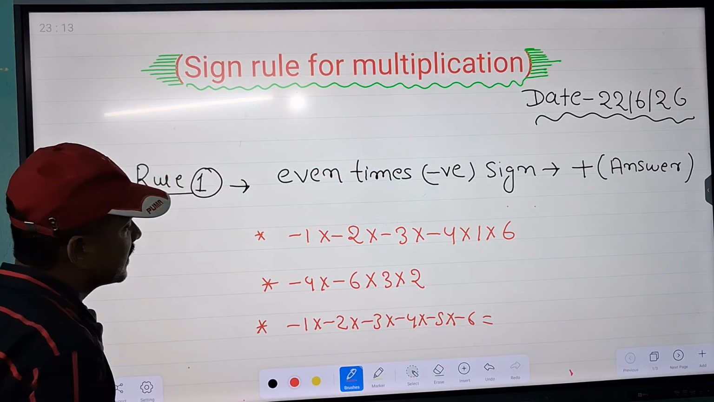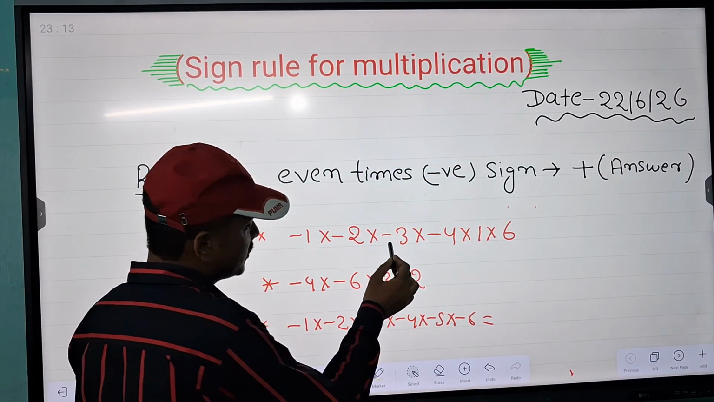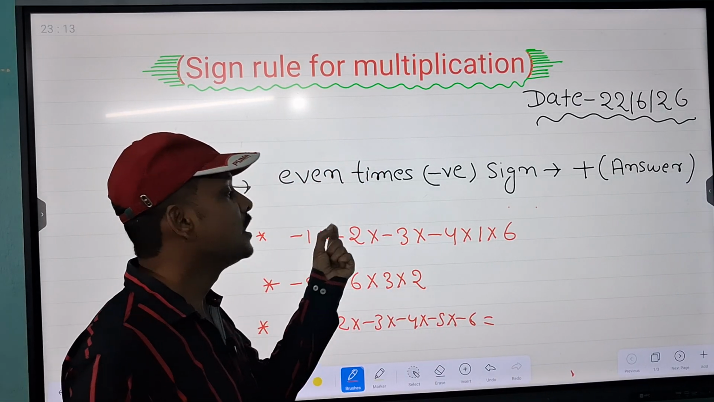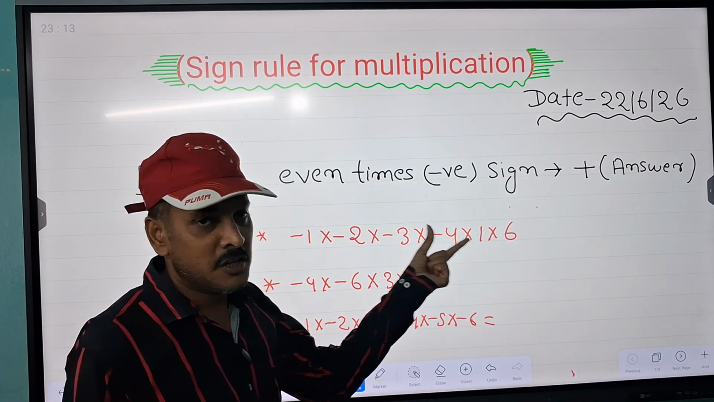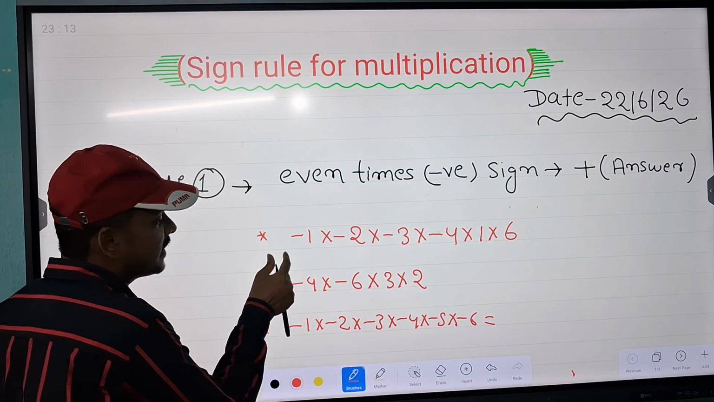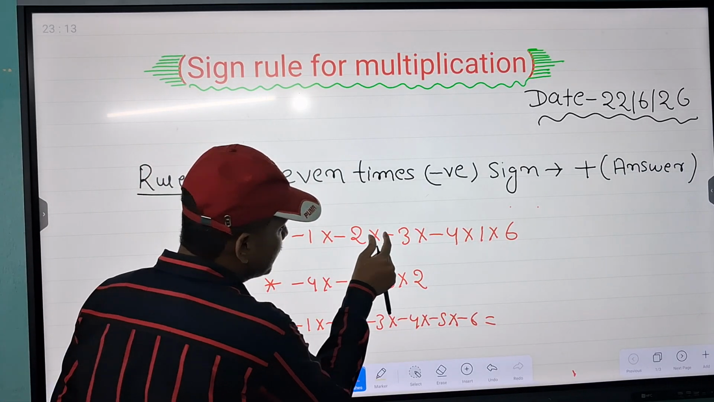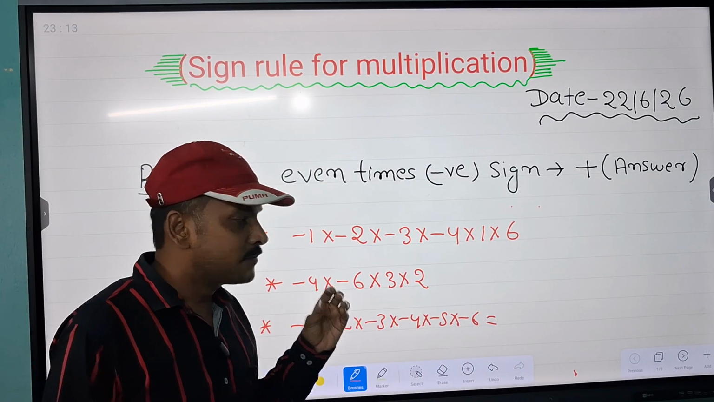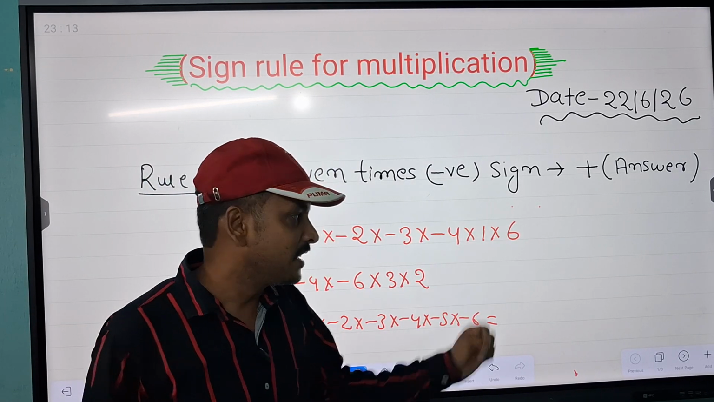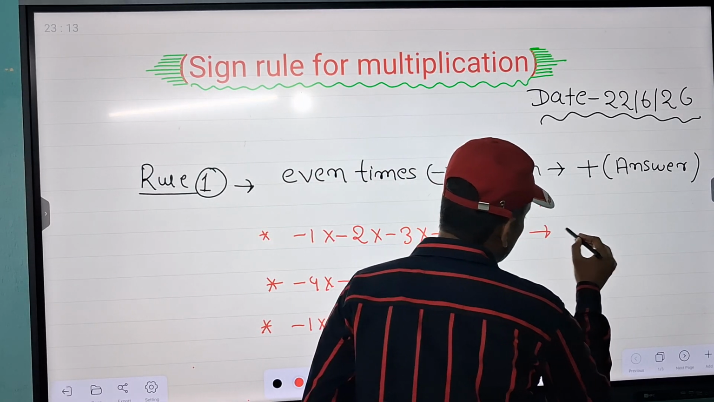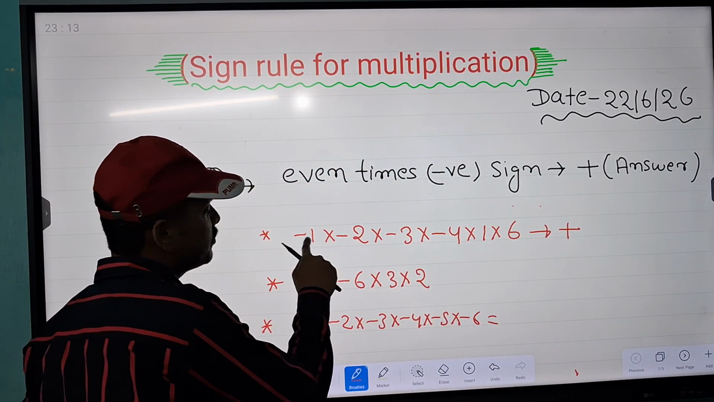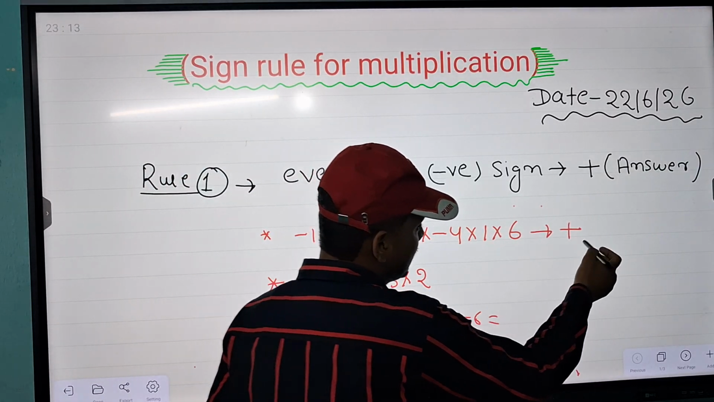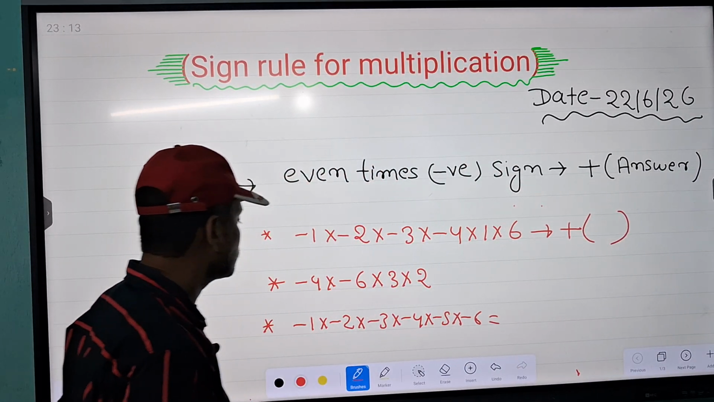One example is here: minus 1 into minus 2 into minus 3 into minus 4 into 1 into 6. You don't have to think about the positive sign, you just count the negative signs. 1, 2, 3, 4, 4 times negative sign. That means if the number of negative signs is even, the answer will be positive. And now you have to multiply: 1 2 is 2, 2 3 is 6, 6 4 is 24, 24 6 is whatever you have to write here.